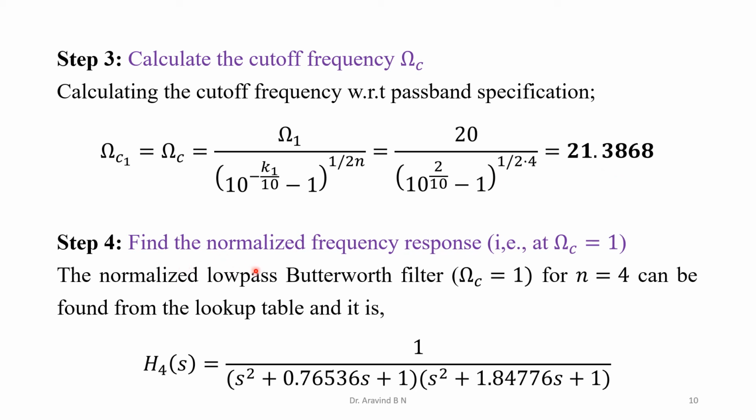Step 4. Find the normalized frequency response, that is at omega c is equal to 1. This realization has been obtained from the lookup table that has been shown previously. For order n is equal to 4, it is going to be 1 divided by s square plus 0.76536 s plus 1 multiplied with s square plus 1.84776 s plus 1. So this is directly taken from the lookup table. There is a procedure to identify this without having the lookup table also.